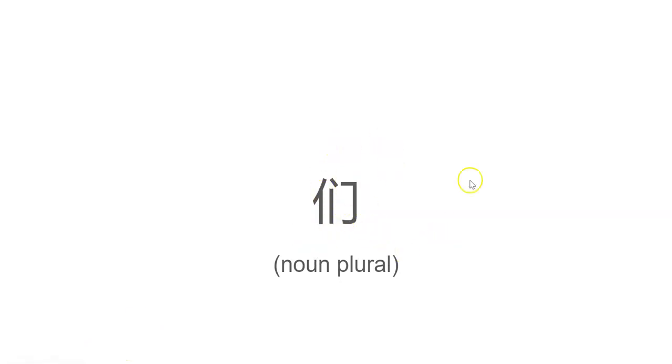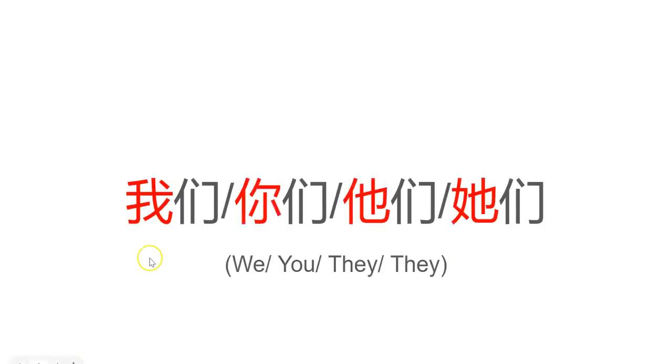And let's move on to this one. 们. So that is the plural. So what if I want to say we? So what you have to do is just to add this word 们 behind I. So it's 我们. Let's read together. 我们. And the second one is 你们. And next one, 他们. This one is the same sound. 他们.